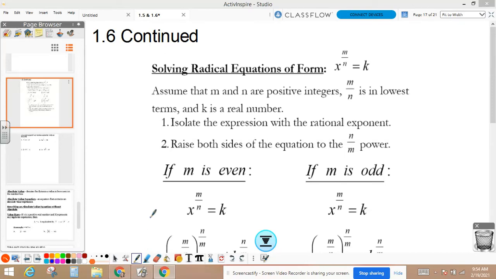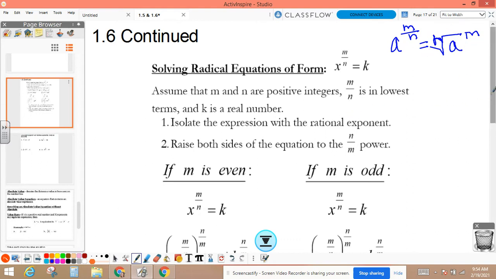All right, so finishing up section 1.6. This screen makes it look way scarier than it is. If you're solving radical equations in the form with fraction exponents, first of all, we need to remember that at some point we have learned that if I have a raised to the m over n power, that means the nth root of a to the m. So a fraction exponent really just means a radical.